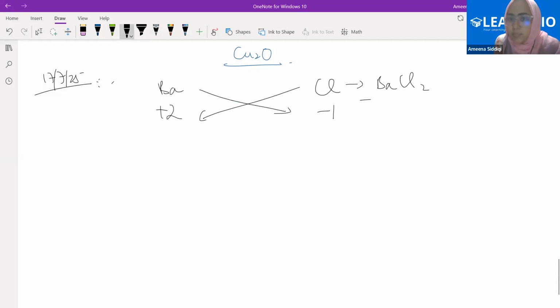That means barium needs to lose 2 electrons. And if chlorine is reacting with barium, then obviously we will be needing 2 chlorine atoms to suffice for that +2 valency, yes or no? If 2 chlorine atoms are there, then only will we be able to gain those 2 electrons, 1 atom each.